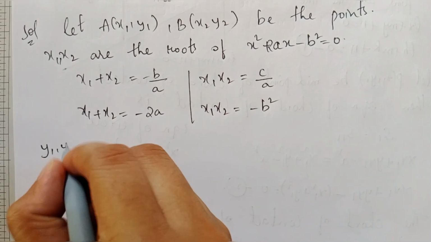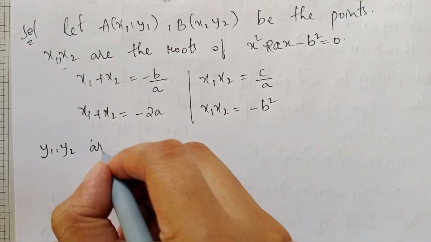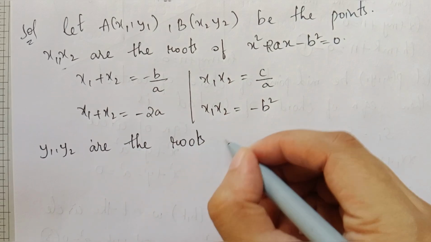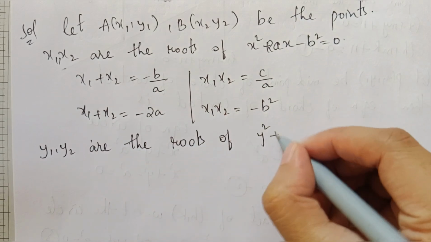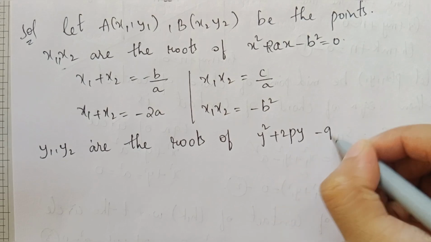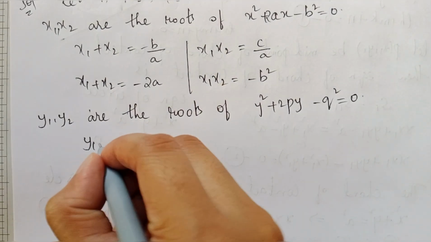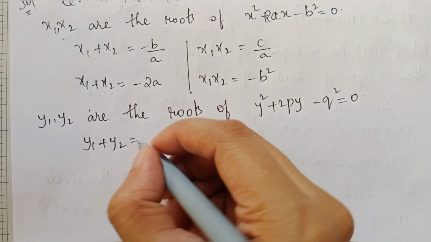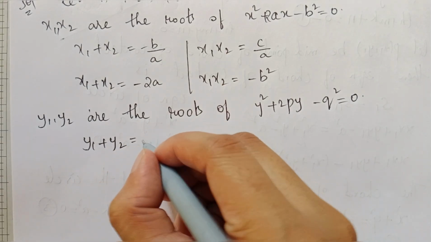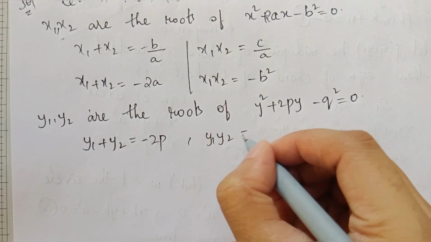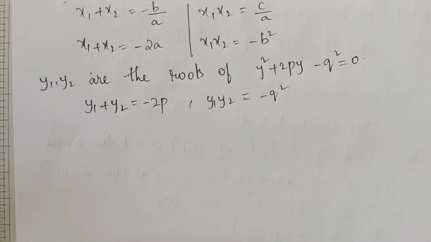And next, y1 and y2 are the roots of y square plus 2py minus q square equals 0. So y1 plus y2 equals, same formula, minus 2p, and y1 into y2 equals minus q square.